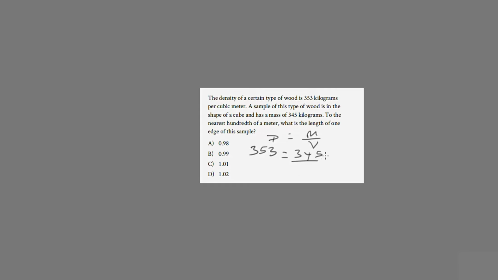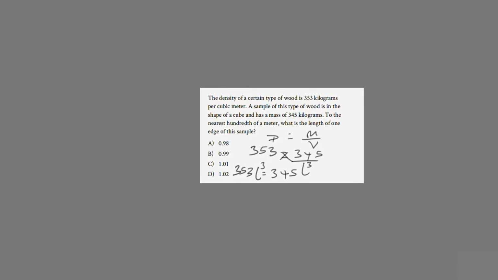Now it says to the nearest 100th, what is the length of the edge of this sample? So let's represent the volume with length. Volume, this will be a cube, right? So this will be length cubed. Follow me, guys. When you cross multiply, you're going to have 353 L cubed equals 345. So we want to make L the subject of the formula.